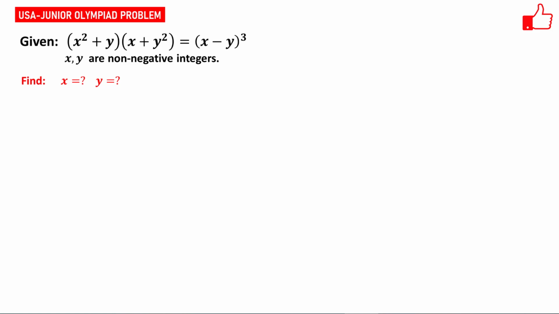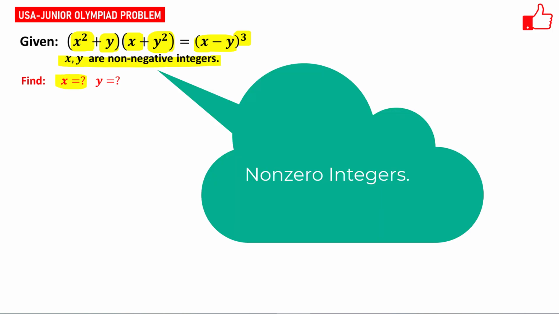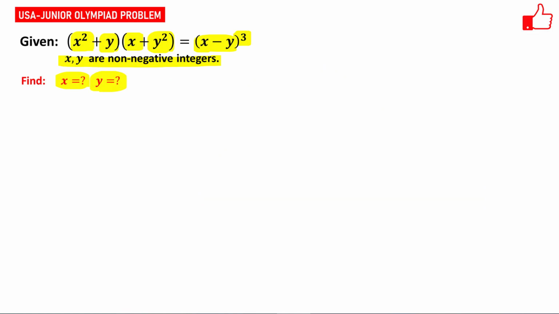So you have been given (x² + y)(x + y²) equals (x − y)³, and it is also given that x, y are non-negative integers. Then what is the value of x and what is the value of y that satisfy this equation?